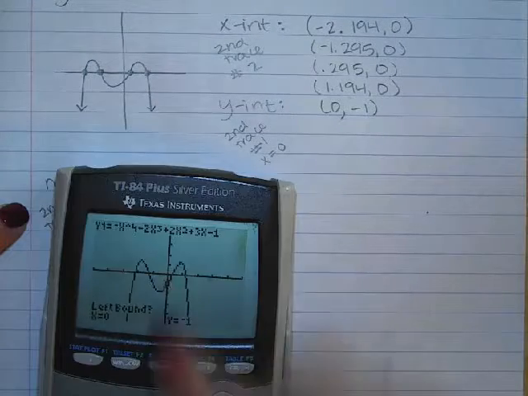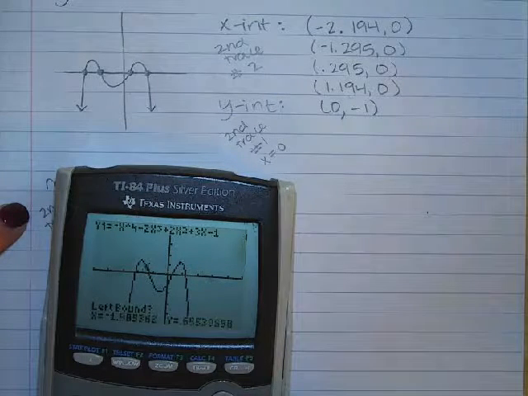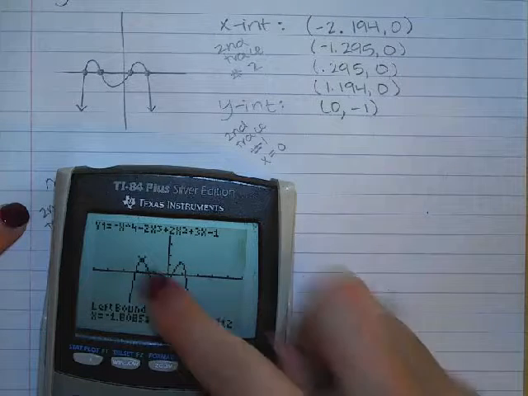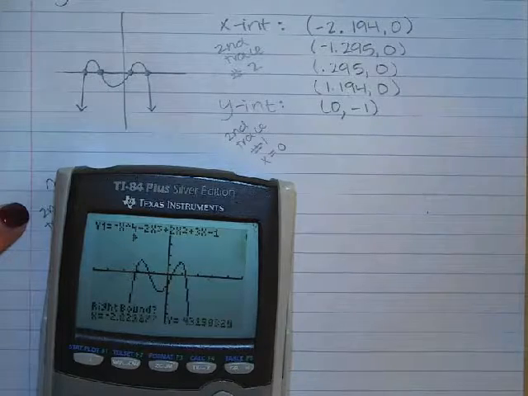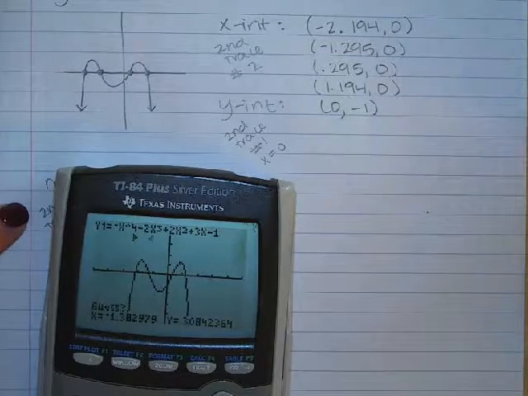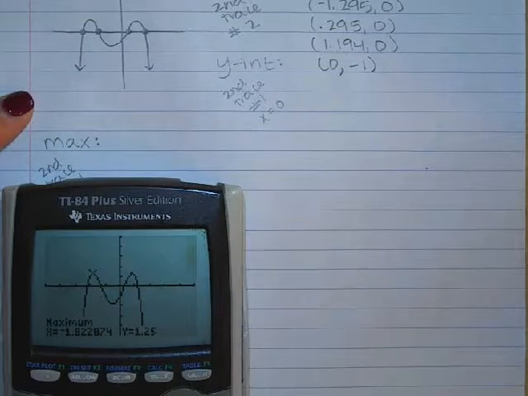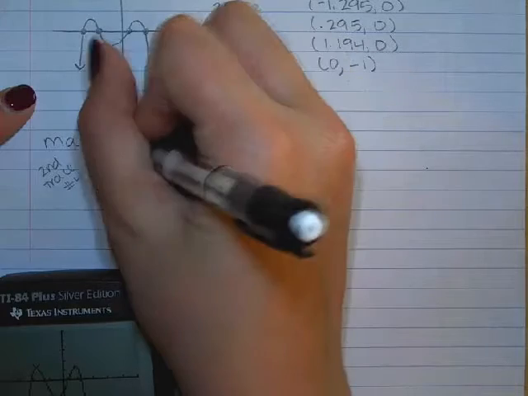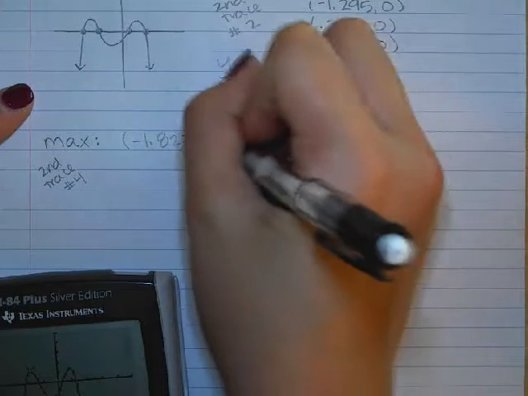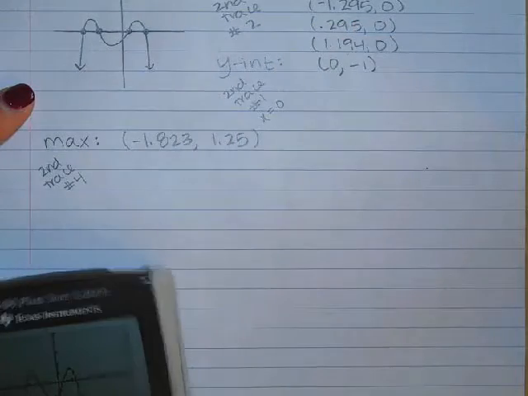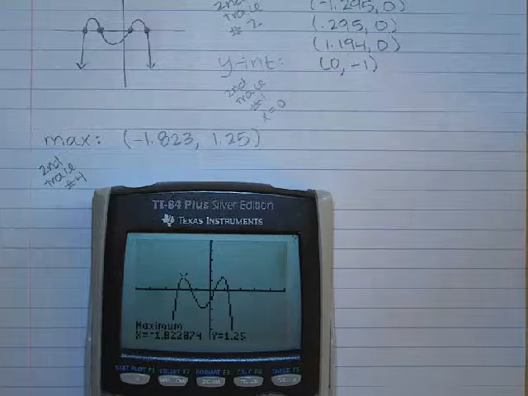So my first mountaintop is over here, so I'm going to scroll all the way left. So there's about where I think the mountaintop probably is. So I need to go to the left of that for my left bound, and then I need to go right of the mountaintop for my right bound. And we're going to do 3 decimal places again. So the first max is negative 1.823 is the x-coordinate, and then 1.25 is the y-coordinate. And then go ahead and do the same thing to find your other max.